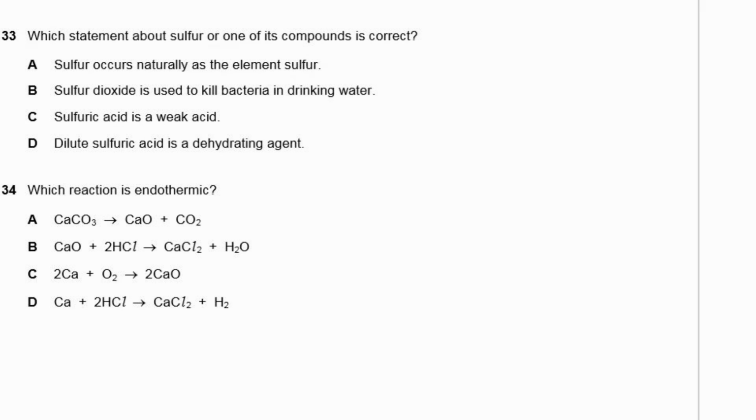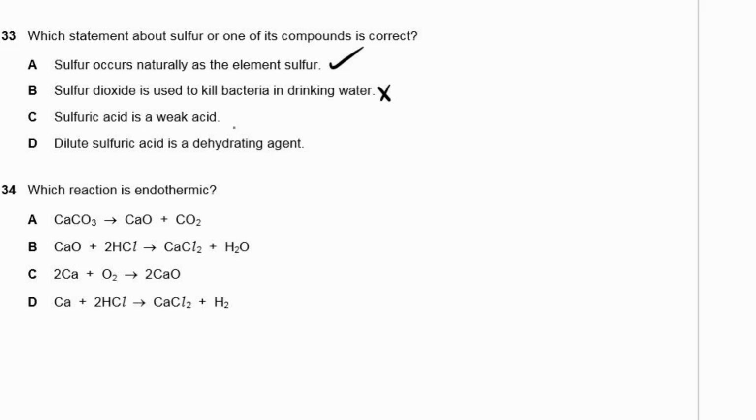Question 33. Which statement about sulfur or one of its compounds is correct? So sulfur occurs naturally as the element sulfur. That sounds correct? Yes. Sulfur dioxide is used to kill bacteria in drinking water. No, it's not sulfur dioxide, it's chlorine. Okay, so it's not that.